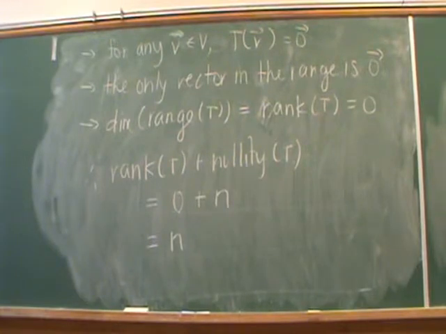So this means that if we start with any vector in our vector space V, T acting on that vector sends it to the 0 vector of W. So the only vector inside the range of our linear transformation is the 0 vector. That means that the dimension of the range of T must be equal to 0, or that the rank of T is equal to 0. So if we look at our dimension theorem equation, rank plus nullity will be equal to 0 plus n, which is equal to n.